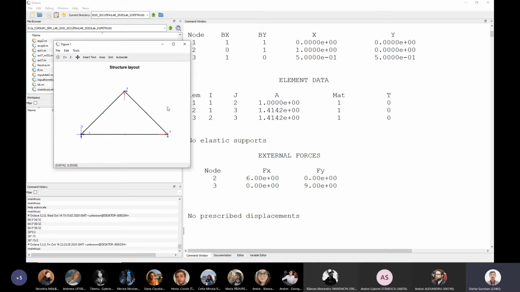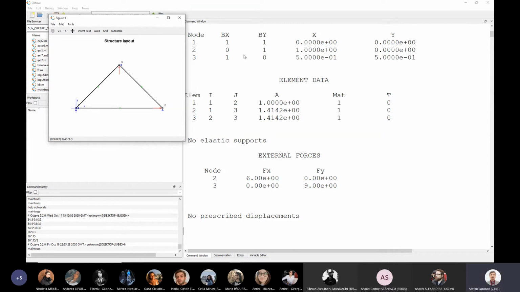So here you have the number. Here you just see that there is a force in vertical direction. This is fixed along X direction. So if you see here, node number 1, which is this one here, is fixed along X and it is fixed along Y. So it is blocked along X and blocked along Y. This node 2 is free along X and blocked along Y. This node 3 is fixed along X, 1, and free along Y.